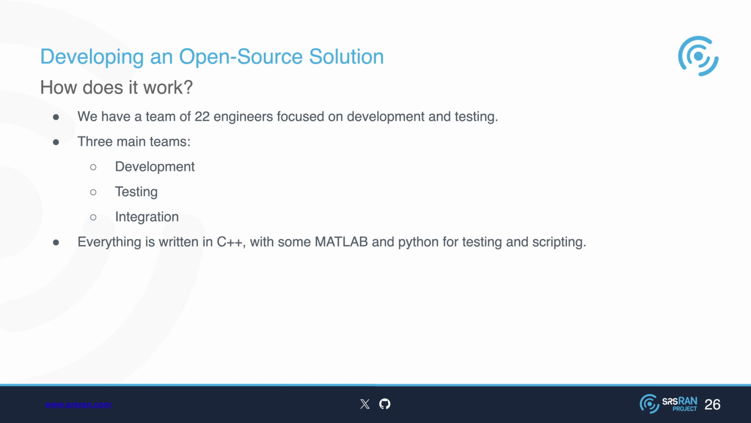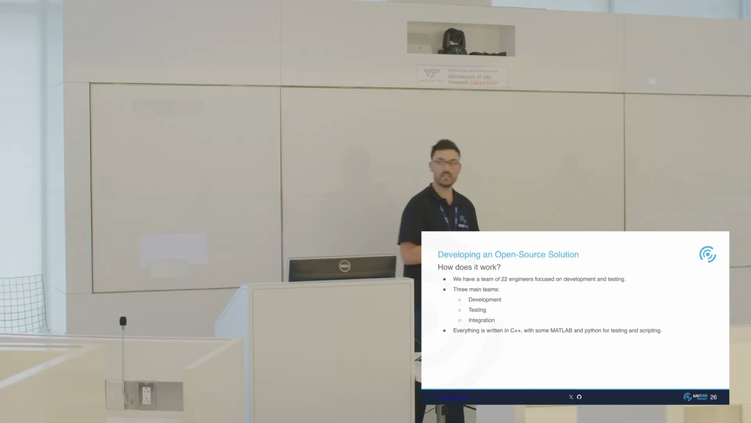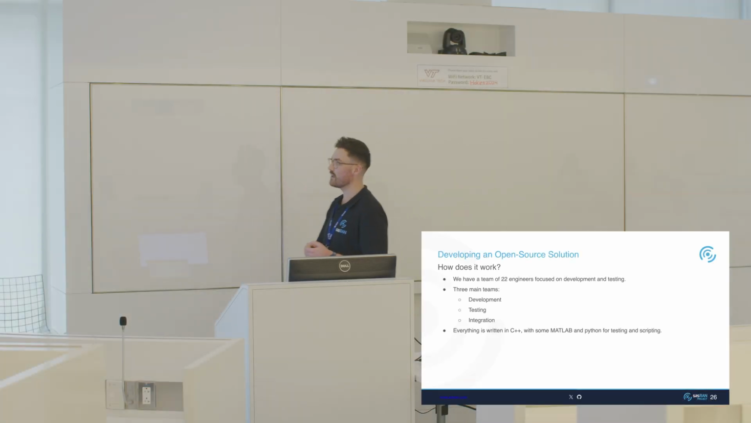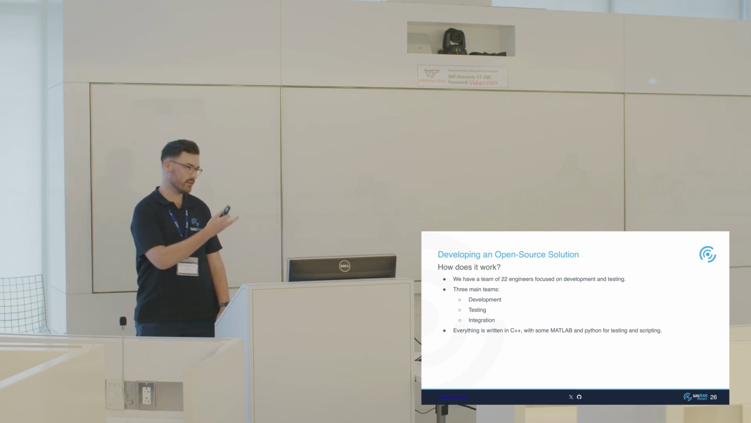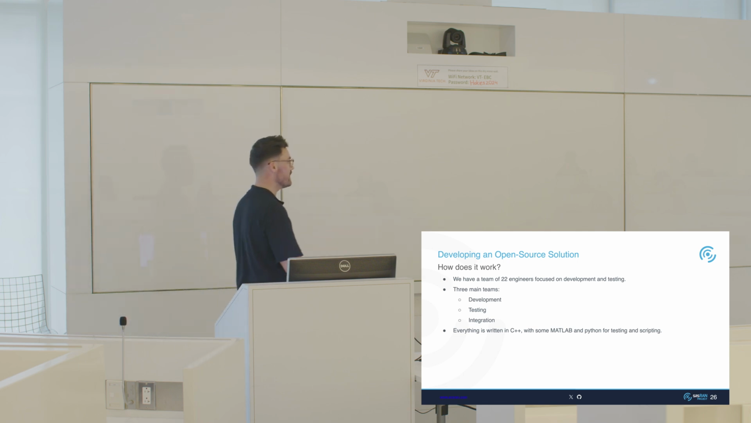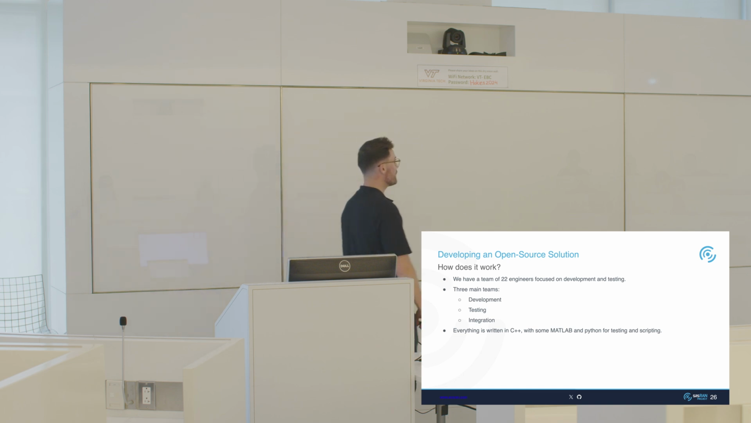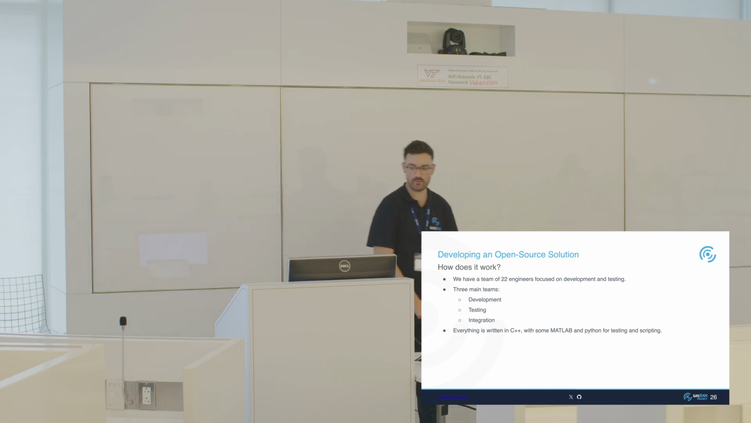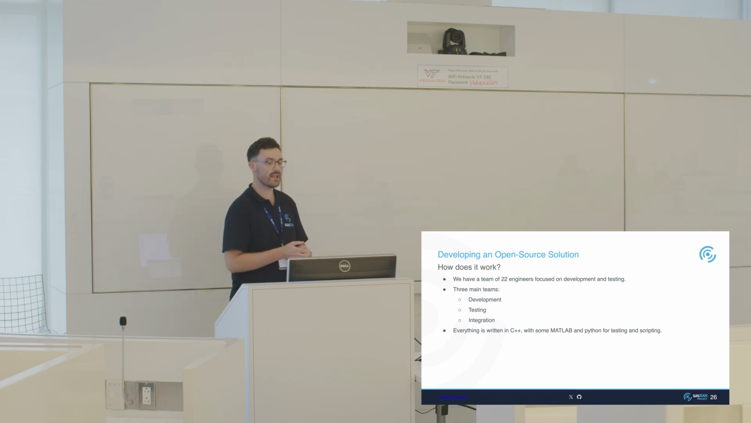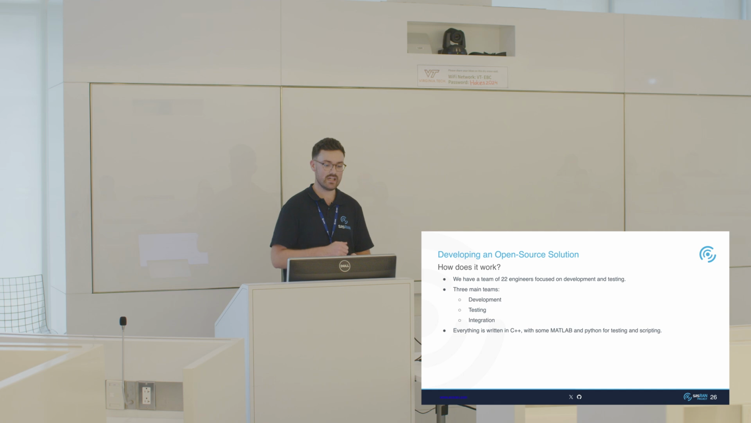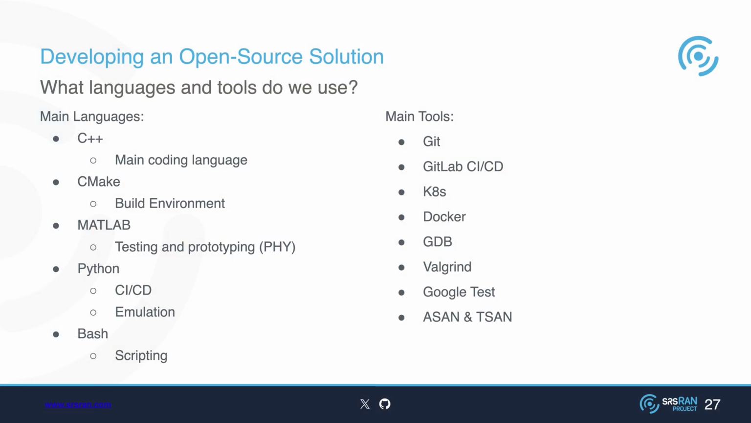So everything is written in C++. We have some MATLAB for testing, specifically around the physical layer. And then we have some Python for testing and scripting. But the code that you guys are using is mainly C++. Right, so the main languages are all up here. So we have C++, like I said, that's the main coding language. CMake for the build environment, MATLAB for testing and prototyping, Python for the CI/CD and some emulation, and then we have Bash for some of the scripting within the testing framework.